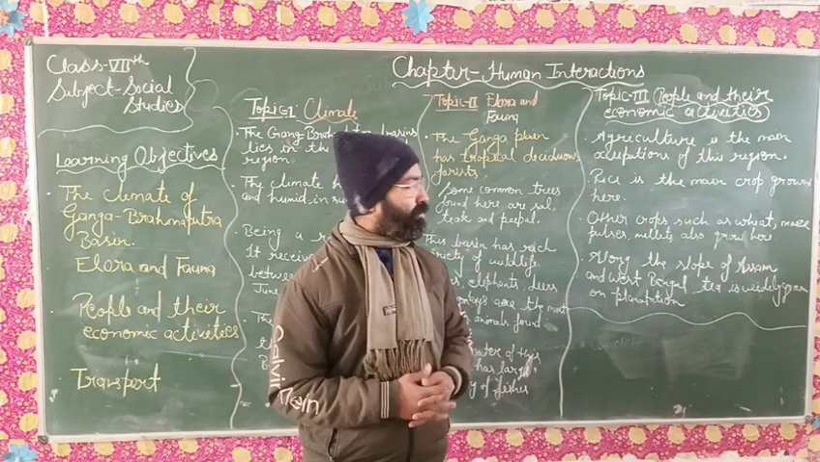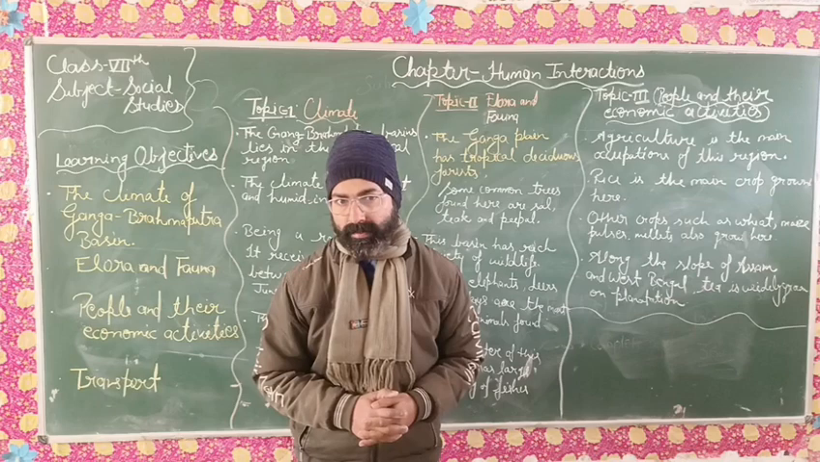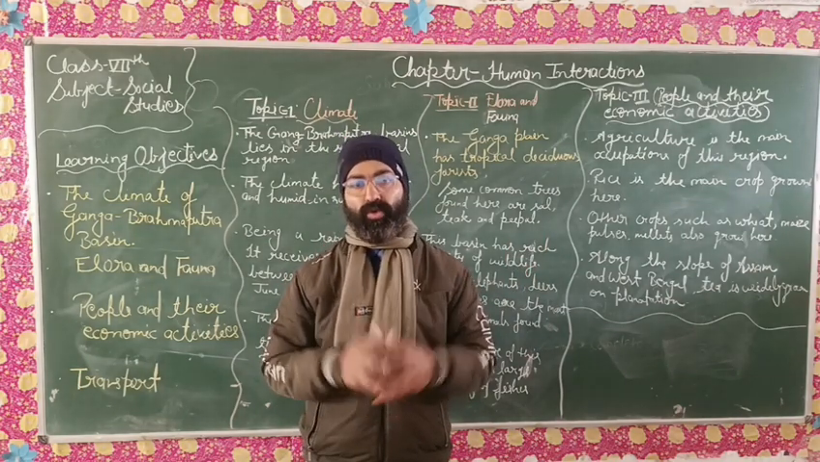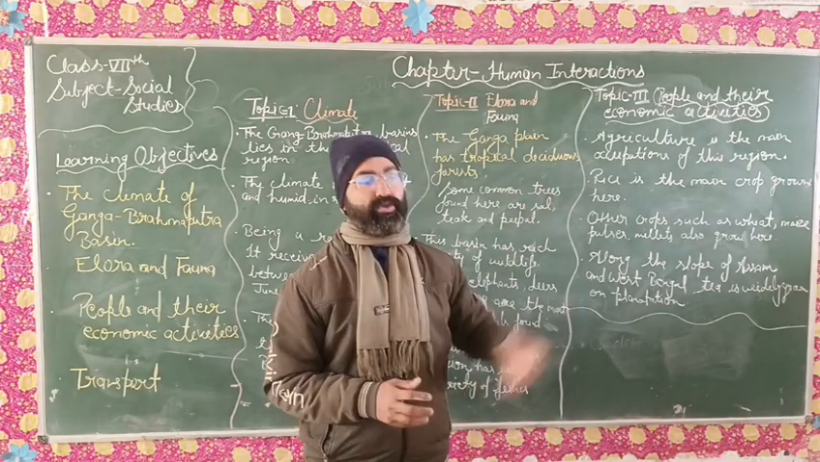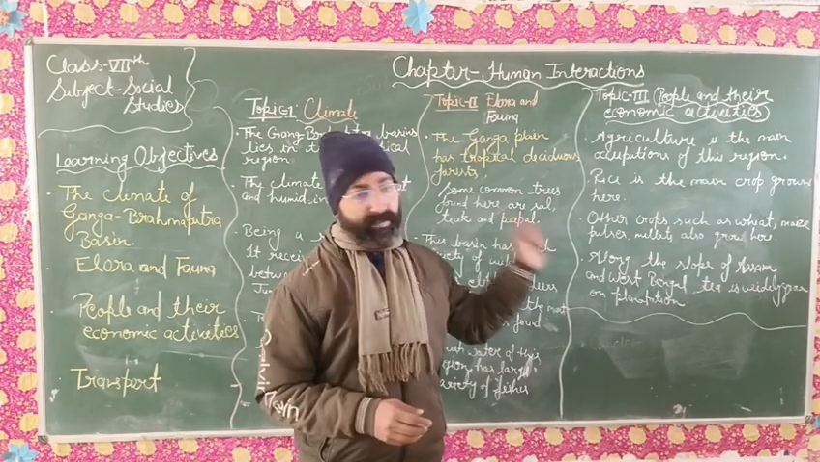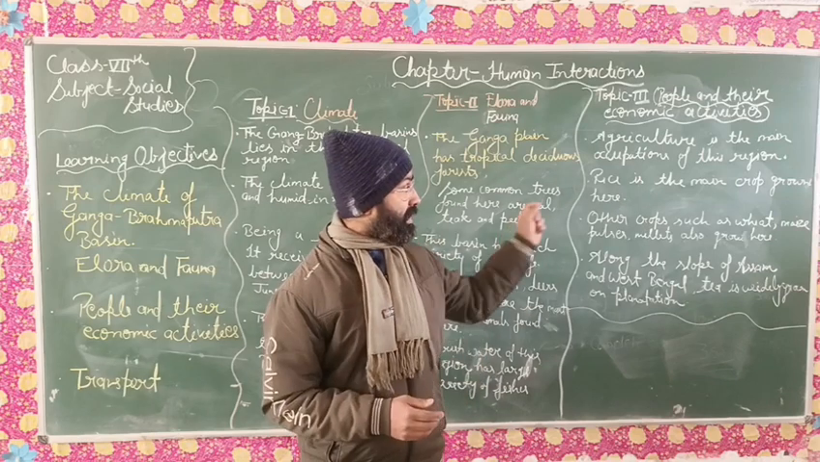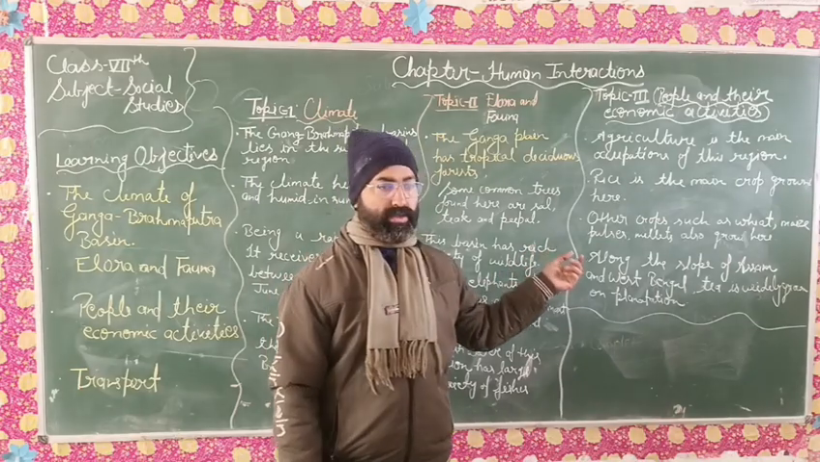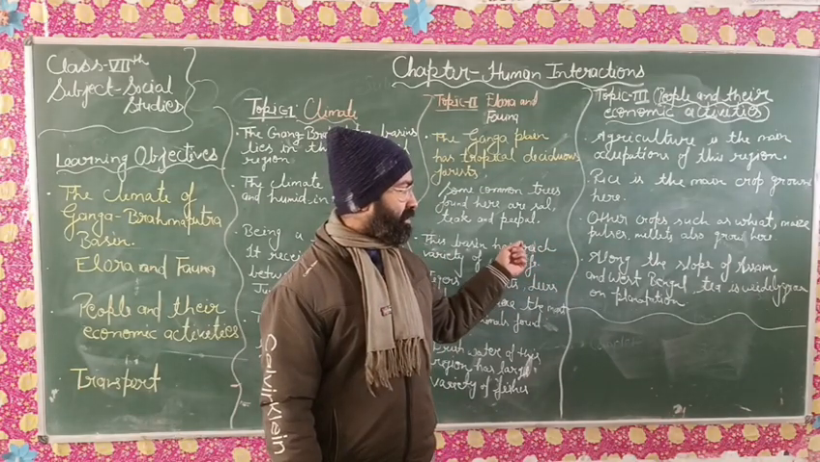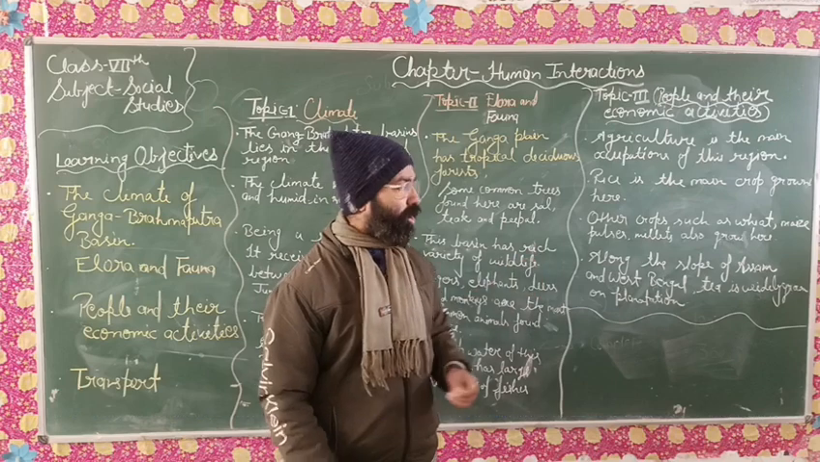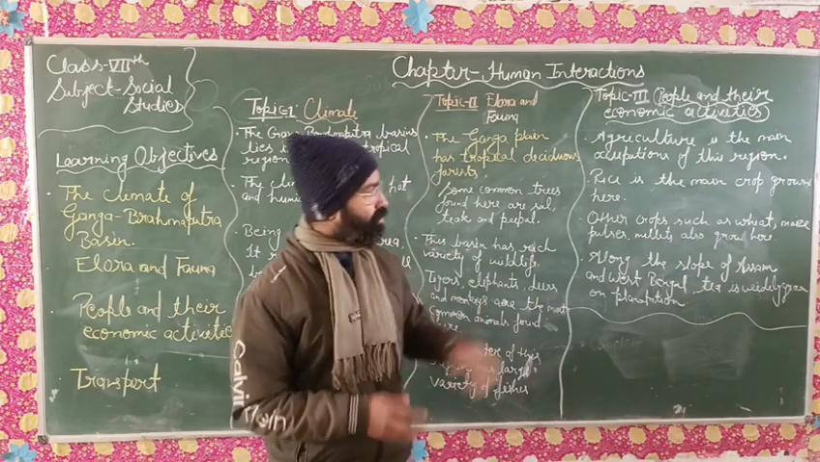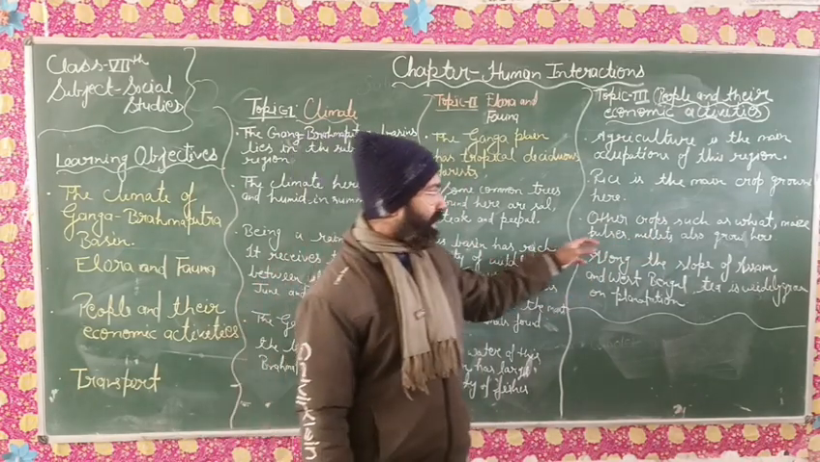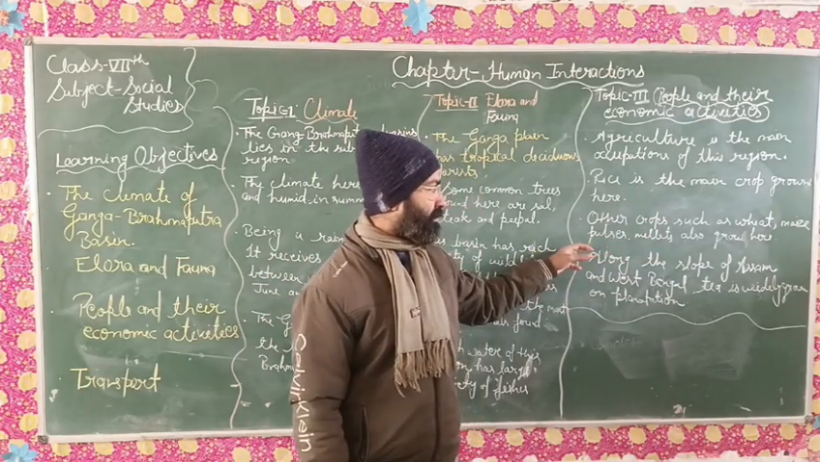Rice is the main crop grown here in the Brahmaputra region because rice needs plenty of water to grow. And in the Brahmaputra region there is a lot of water, so the rice can grow in plenty. Other crops such as wheat, maize, pulses, and millets also grow here. Not only rice is the main crop, but other crops like wheat, maize, pulses, millets, and many others also grow here.